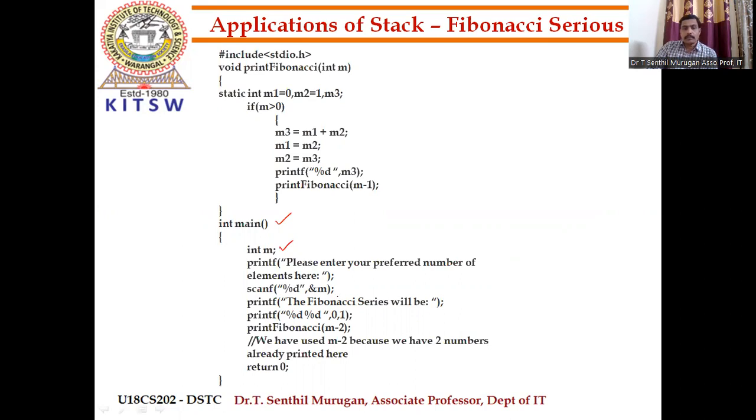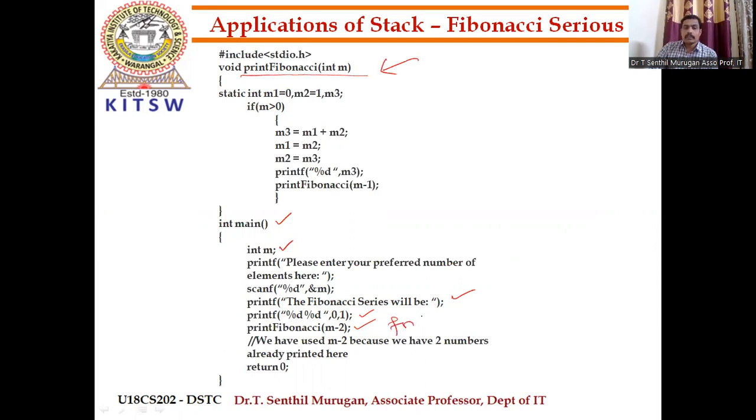So for that, what it will print, the Fibonacci series will be. Initially, the first two values we know, 0 and 1, will be printed. After that, we are calling the function, printFibonacci is the function name. So this function definition is written here, and this is the function call.